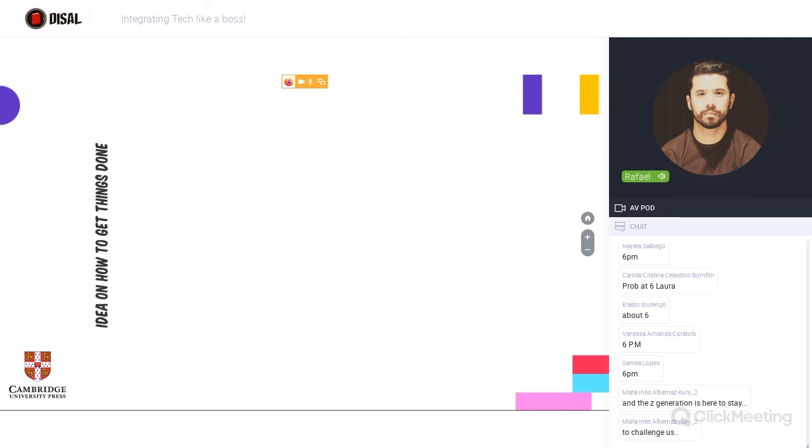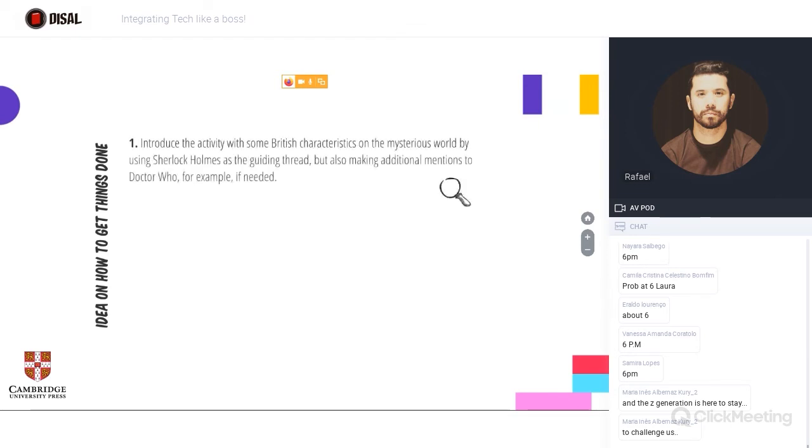And my second point is, I thought about sharing this specific activity with you guys because tech here was integrated in a very simple way, allowing you to apply the same to your teaching context if you want in the future. And also because I had some logistic limitations on the use of more advanced tech tools. So I thought about creating an activity that would introduce, first, some British characteristics on the mysterious world by using Sherlock Holmes as a guiding thread.